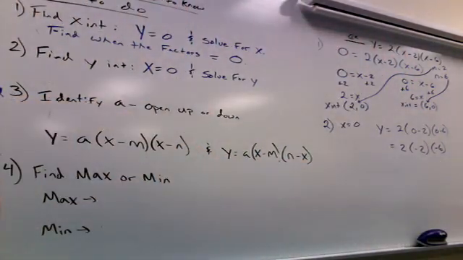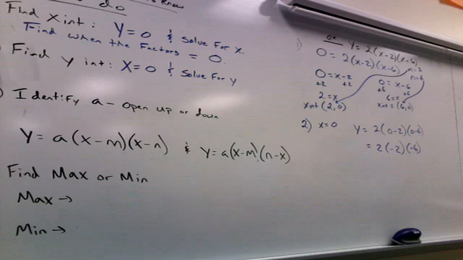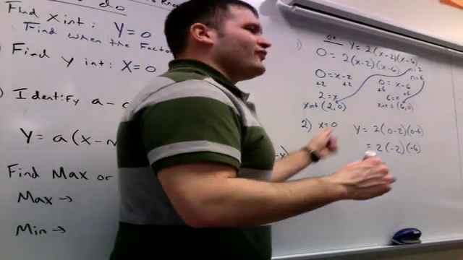All right, so we get 2 times negative 2 and 2 times negative 6. What's 2 times negative 2? Negative 4. What's negative 4 times negative 6?